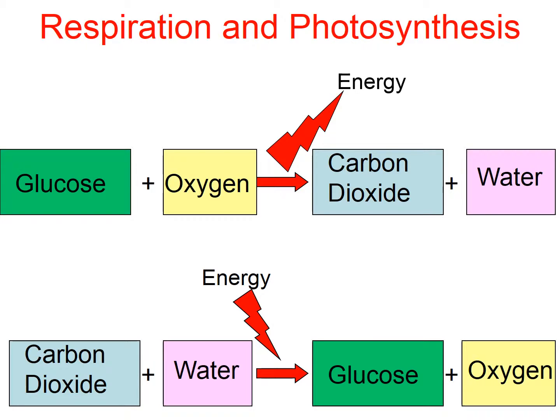So we have to have glucose and oxygen to make energy for us, and plants have to have carbon dioxide and water so they can make glucose for themselves. So you should be very familiar with these two reactions for respiration and photosynthesis.